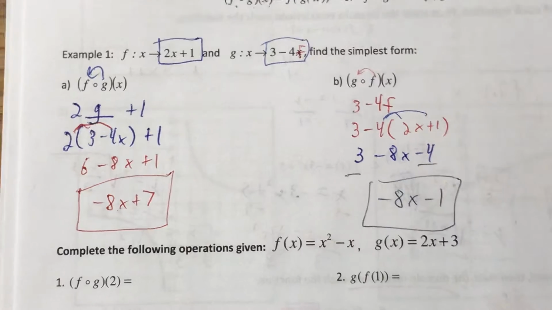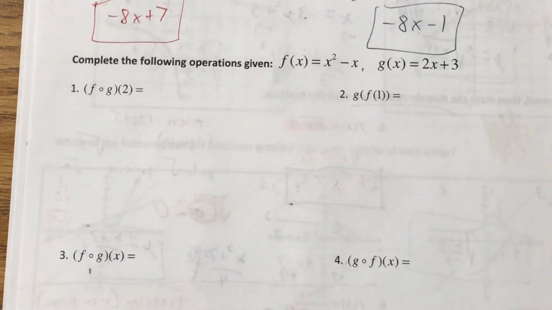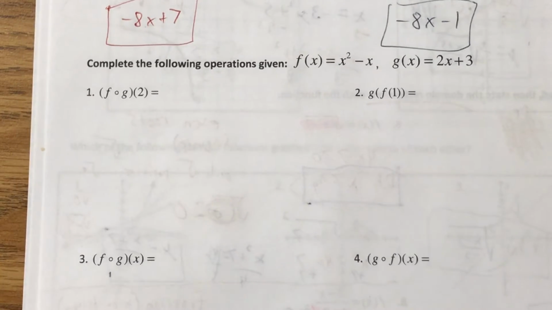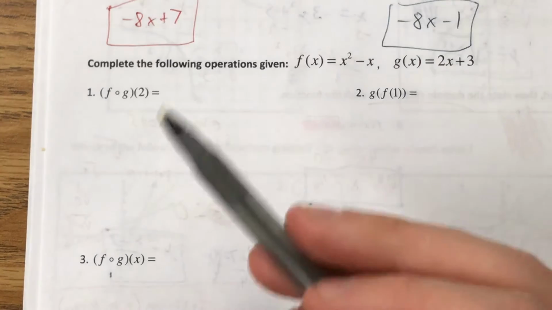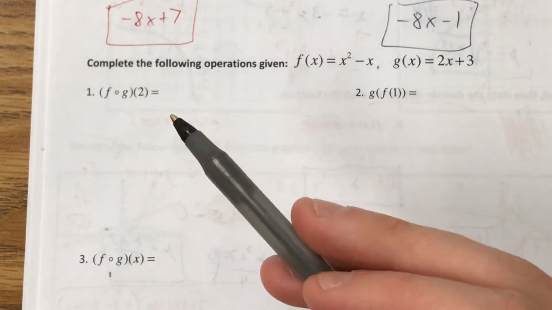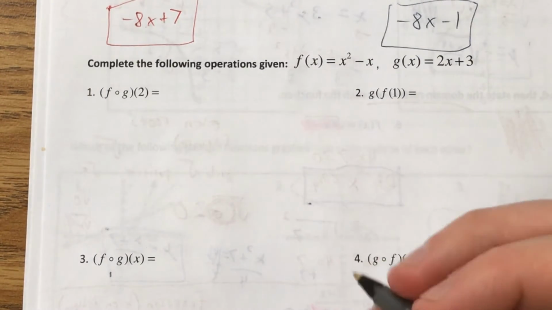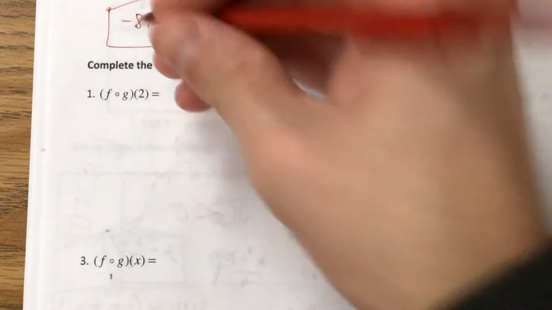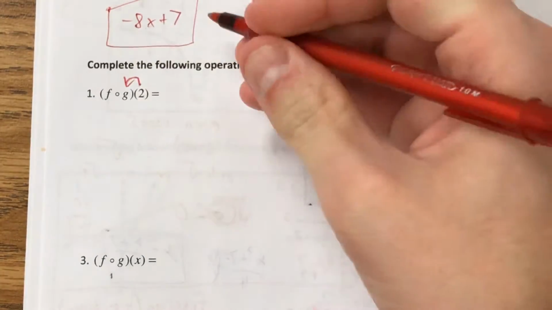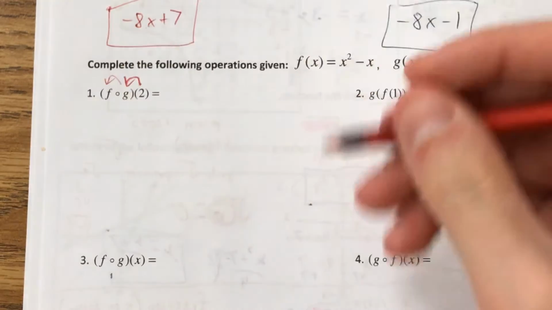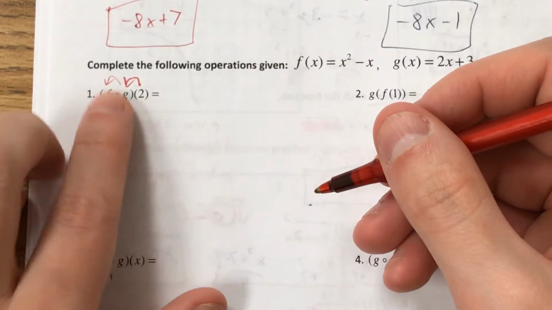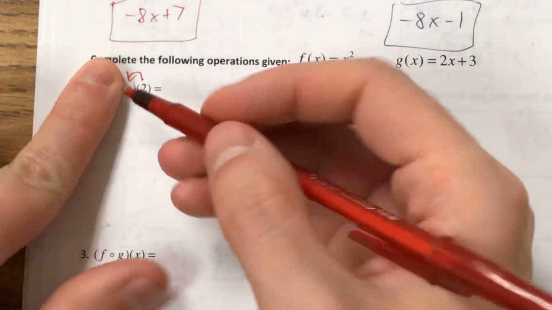Okay, and the next one, now we have some numbers for these ones. There's a couple of ways to do this. You could do the composition function first and then plug in 2, but that's not what I actually do. I tend to take 2 and plug it into g, and whatever number I get, I then plug that into f. So 2 going into g, just do g of 2.